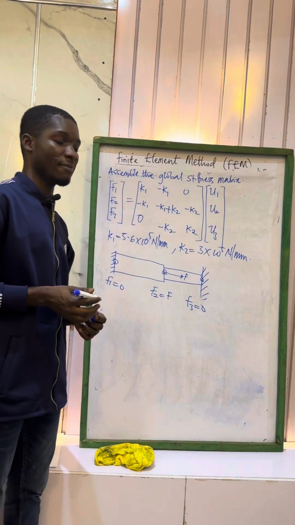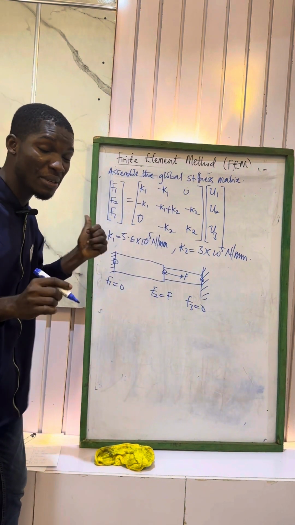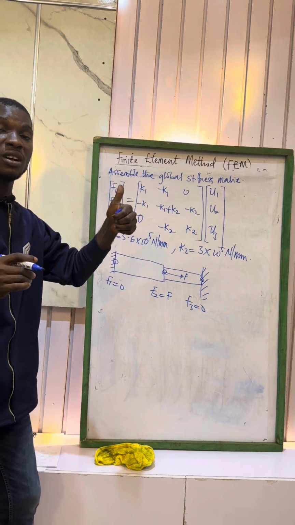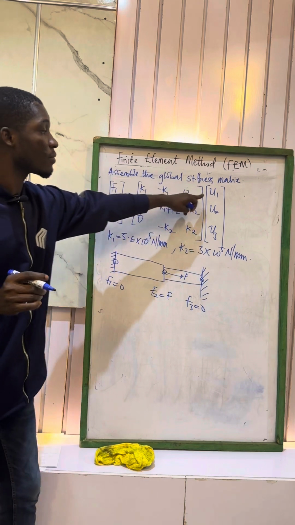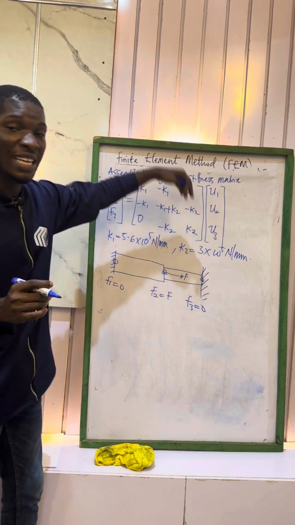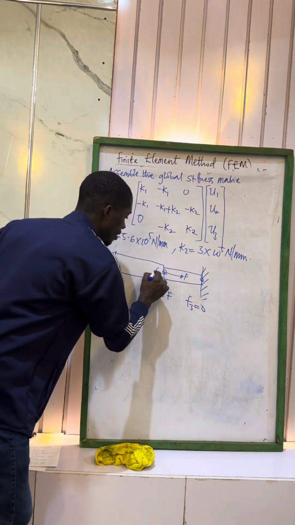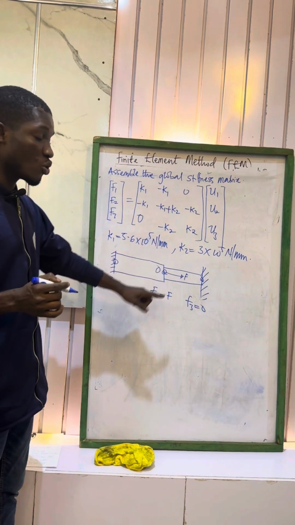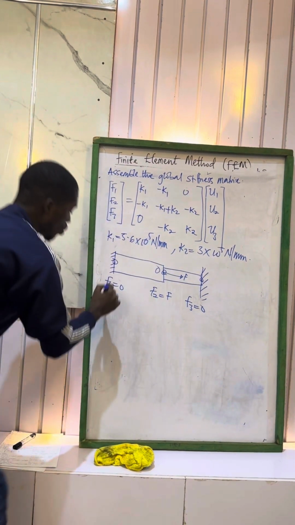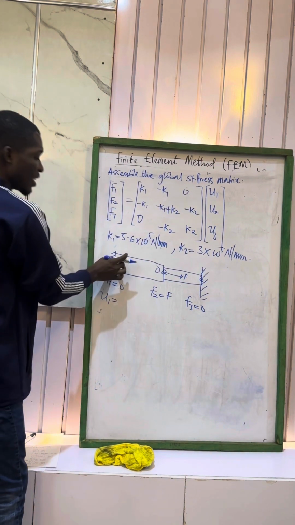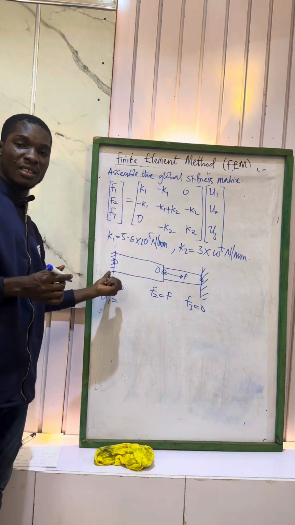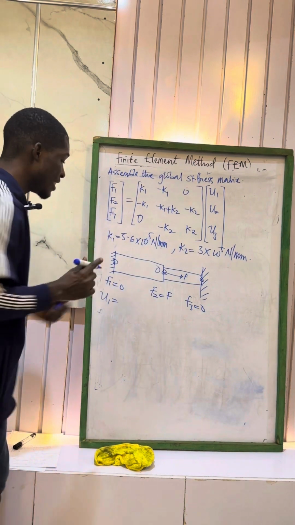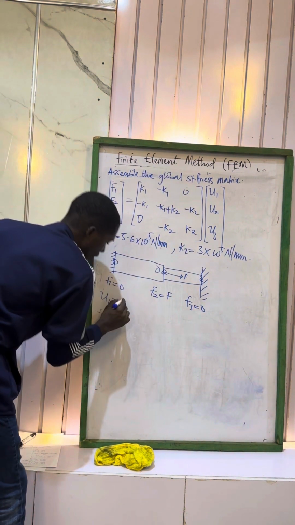Now, how do we get the displacement? U1, U2, U3. Remember that the question asked for the displacement at the node. What is the node? The node is U2, which is at point O, because the question said the nodal displacement at point O. So U1 here: since this point is static, fixed, nothing is changing there, there will not be displacement here.